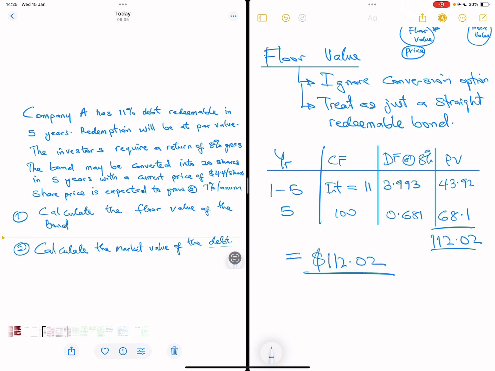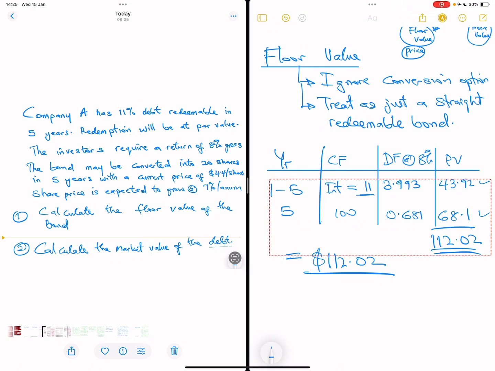So this is the same approach you will use, assuming that this is not even a convertible bond. If they ask you to calculate the price of a redeemable bond, this is the same approach you will use. You can see I did not adjust for tax on my interest, and I just calculated the PV and added it together. Yeah, that is the floor value, and that is the first part of the question.